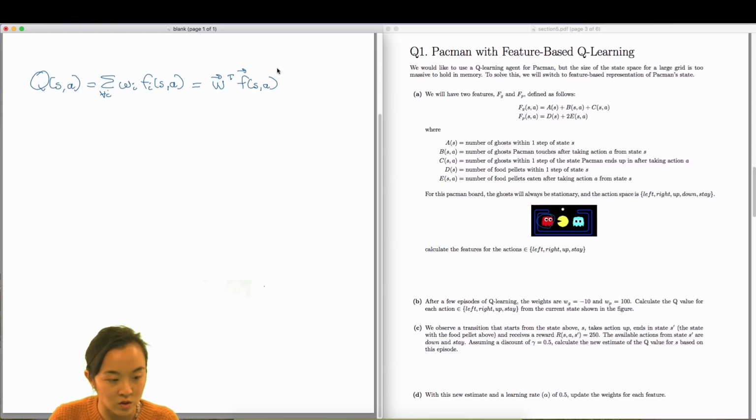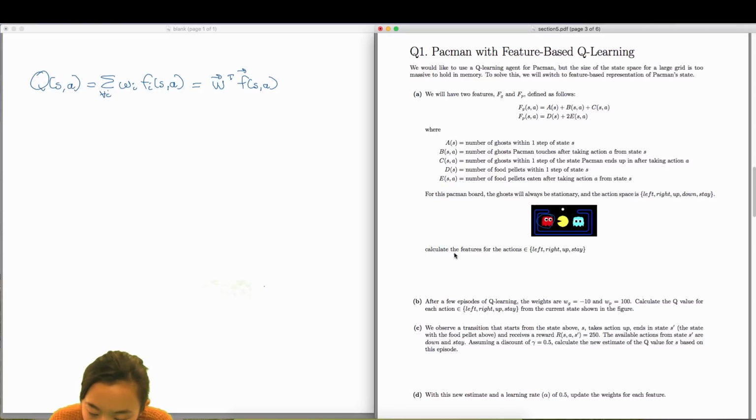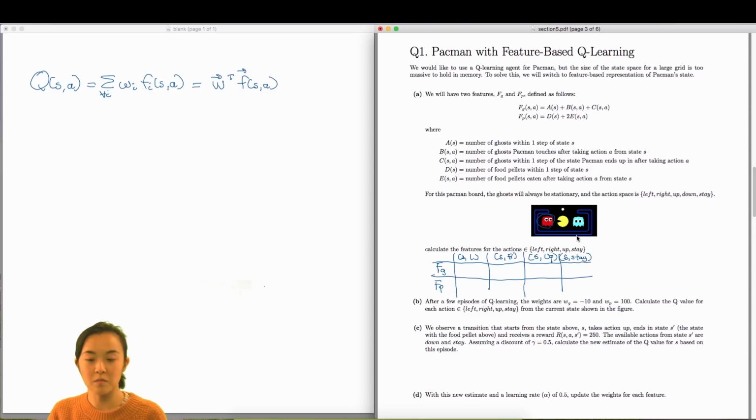So for A, they just want us to calculate the values of these two features they've defined. Feature G has to do with counting the number of ghosts, and feature P has to do with the number of food pellets. Okay, so let's start with feature G.